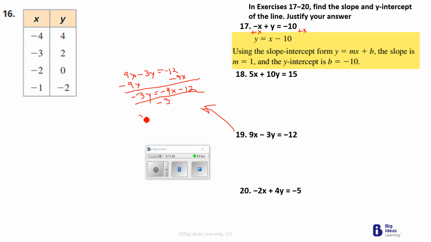This gives me my y that I wanted. Negative 9 divided by negative 3 will be a positive 3x. And negative 12 divided by negative 3 will give me a positive 4. So we should have our slope, and we should have our y-intercept.